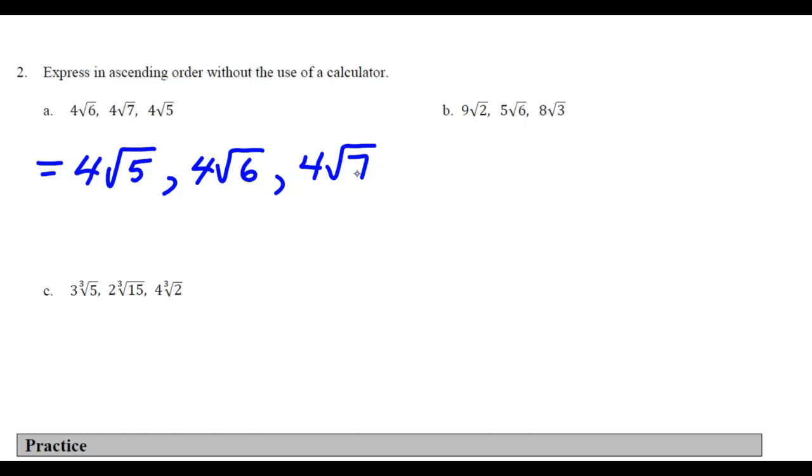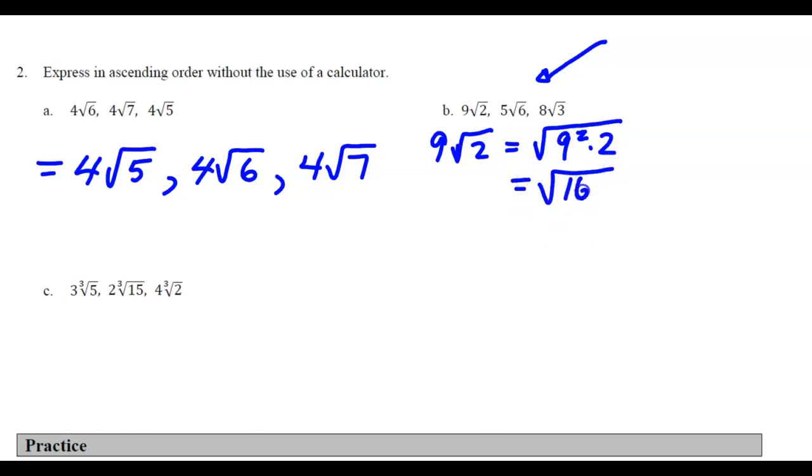Okay. Now, if the coefficients are different, like in this one, and the radicands are different, then you do have to show them all as entire radicals. So now for this one, okay, so 9 root 2 is going to be 9 squared times 2, which is 81 times 2, is 162.